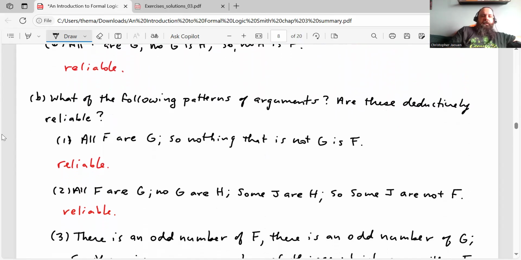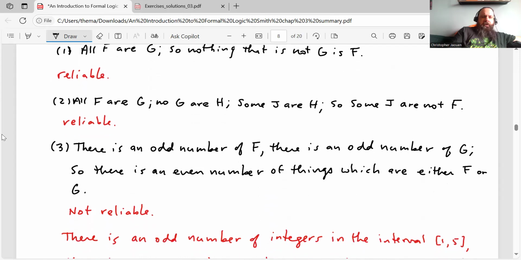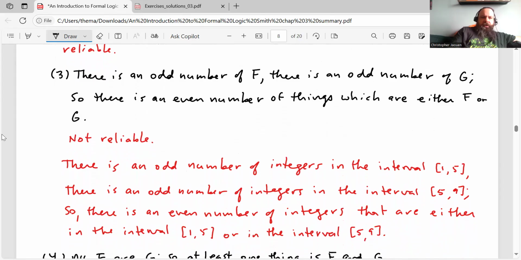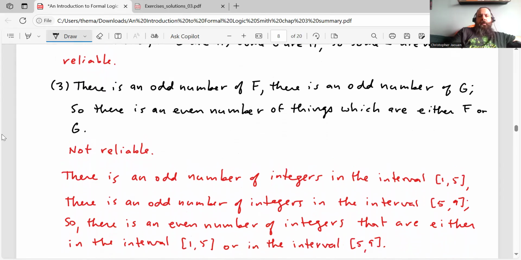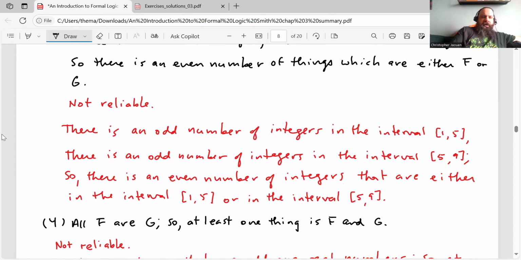All right, question B is very similar, so maybe I'll just go through this kind of quickly. One and two are reliable. Three is not reliable, and I'll explain why. Here, there is an odd number of F, there's an odd number of G, so there's an even number of things which are either F or G, and I gave an instantiation here that is not valid.